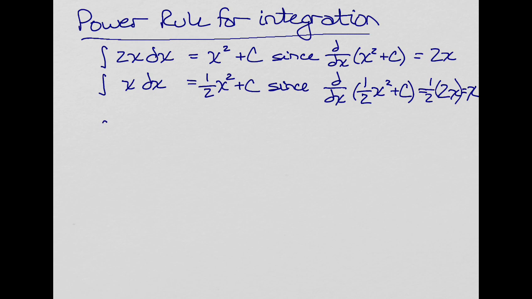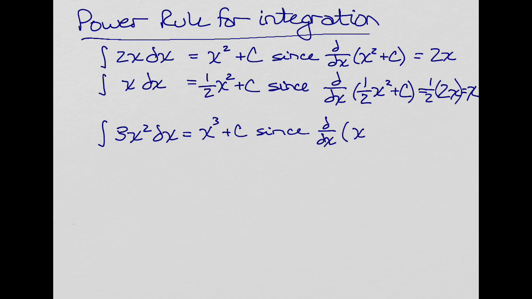Let's do the same thing with 3x squared. This is one that hopefully you are yelling at your computer screen. The antiderivative is x cubed plus a constant, because we know that if I take the derivative of that function, I'm going to get 3x squared, which is what I wanted.